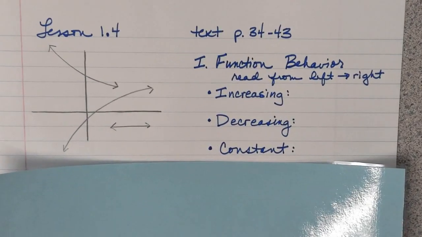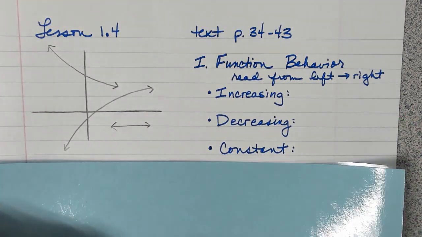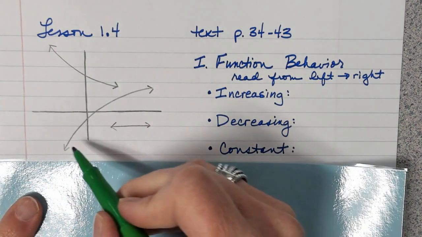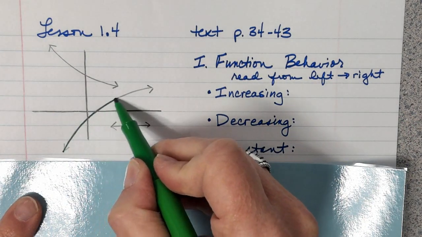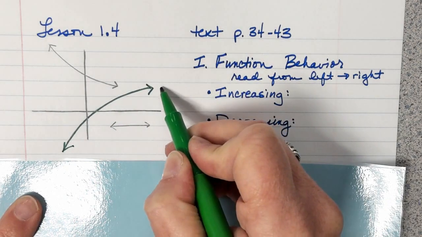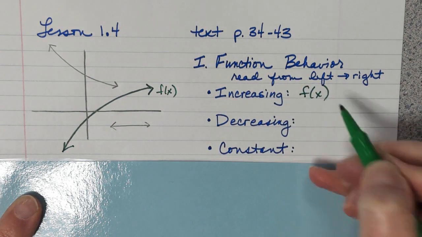First, what I'd like you to do is to just copy these lines here on this graph, and let's think about where the function is increasing, decreasing, or remaining constant. And I'd like you to read the graph from the left to the right, just like you would normally read a book. And as you're reading, think about writing the graph. So if I'm writing this graph, I'm going up, and so I am increasing. And let's label that one f of x. So that one is function f of x.